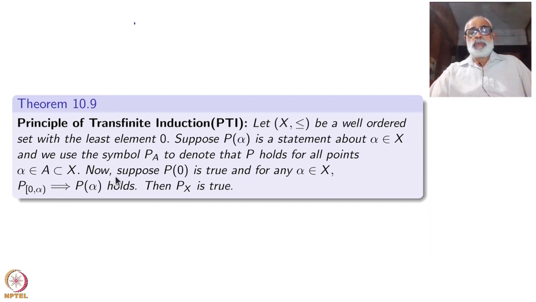Now, suppose P_0 is true, and for any alpha inside X, P_{0 alpha}, this is the segment consisting of all beta which is less than alpha inside X, implies P alpha holds. Remember, this means that P of beta is true for all beta less than alpha. That is the meaning of P_{0 alpha}. Then P alpha holds. If this is the case, then the principle of transfinite induction concludes that P_X is true. That is, for all elements of X, the statement will be true.